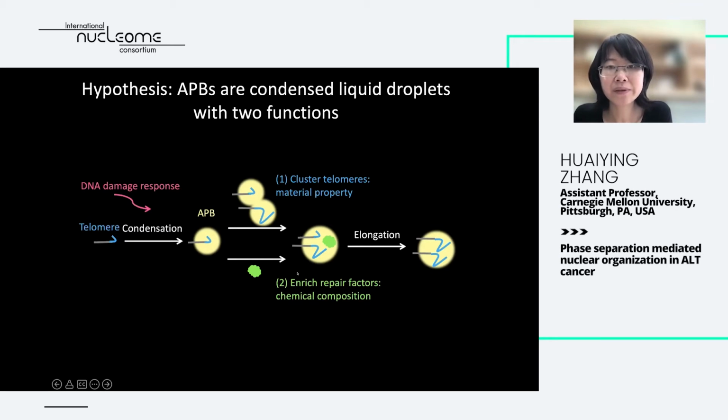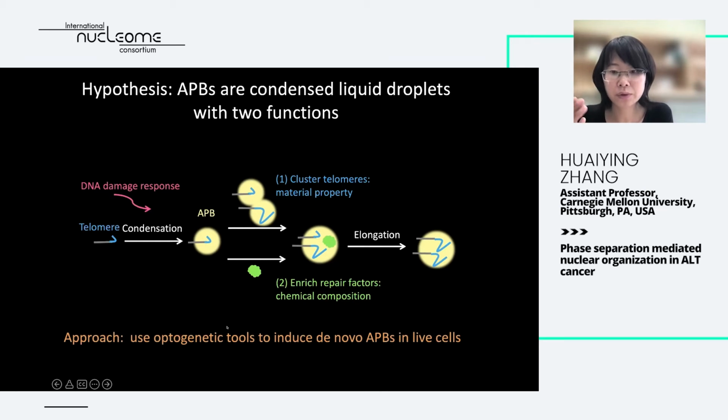To test this hypothesis, we want to use tools to induce de novo APB formation in our cells. The reason for doing that is that DNA damage signaling is a very complex process that induces a lot of modifications, and we cannot decouple the functional consequences of those from the APB formation that we proposed here.